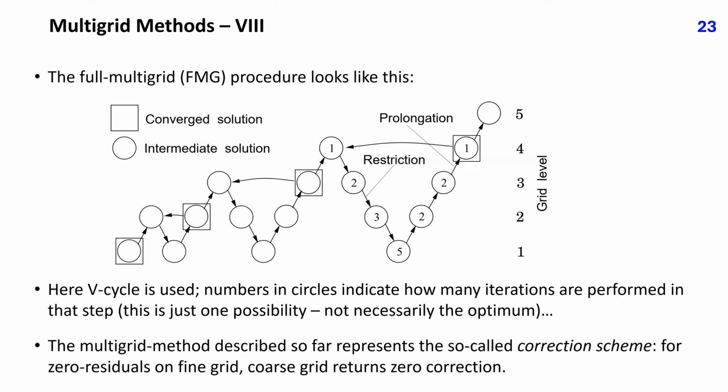This correction is prolongated to the level 2 grid and added to the solution, and this V cycle is repeated until a converged solution is obtained on grid level 2. The result is prolongated to grid level 3 and used there as the initial solution. After a few iterations, we initiate a three-level multigrid procedure with V cycle and repeat the sequence until convergence, and so on until the finest grid is reached.